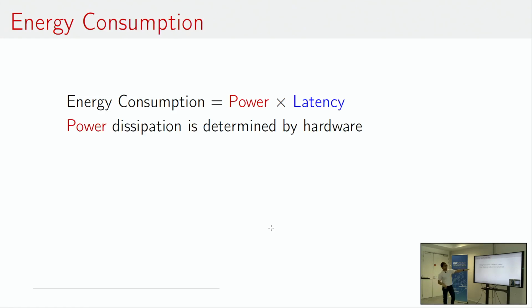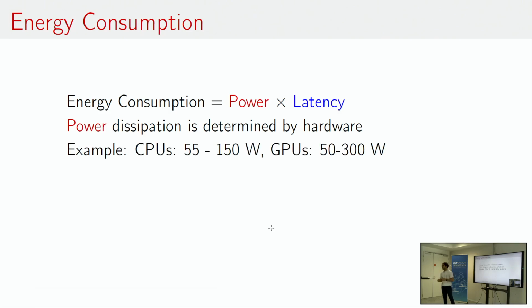Power dissipation is determined by the hardware. This device has a different power as compared to the device in your pocket. For instance, CPUs can have power dissipation ranging from 55 to 150 watts. A GPU might be 50 to 300 watts.